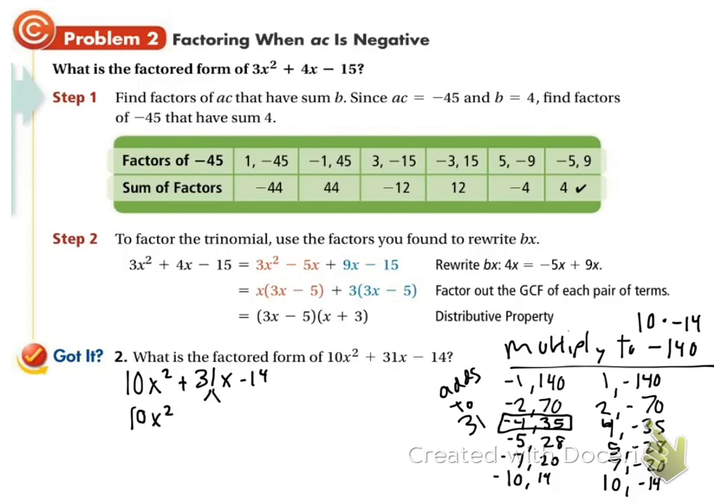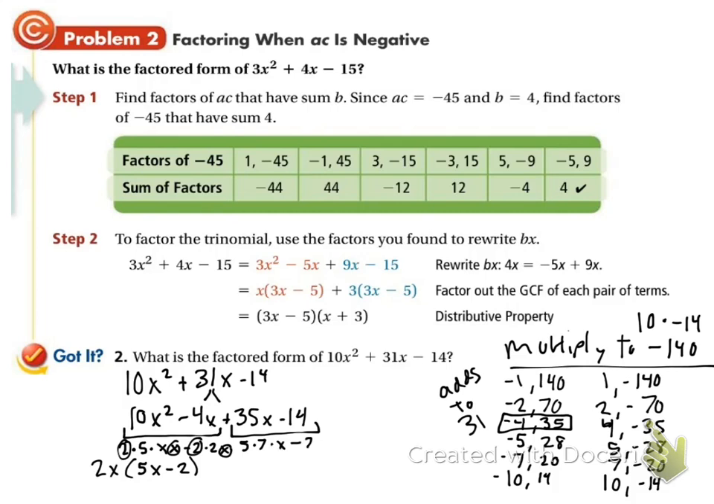So 10x squared minus 4x plus 35x. I'm going to have to factor the greatest common factor out of the front 2 and the back 2. So 10 is the same thing as 2 times 5. We got 2 x's. 4 is 2 times 2 with 1x. So I can take a 2 out of both of those, and I can take an x out of both of those. So 2x goes out front, and I'm left with 5x minus 2. Over here, 35, that's 5 times 7 times x minus 2 times 7. So I can take a 7 out of both of those. And I'm left with 5x minus 2.